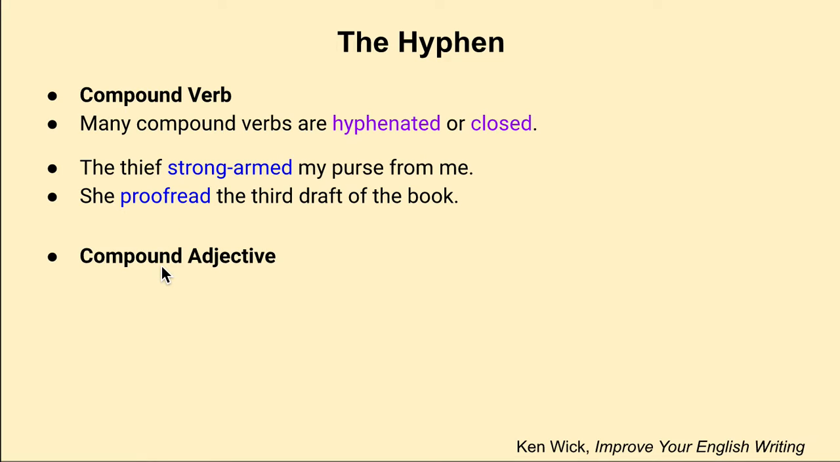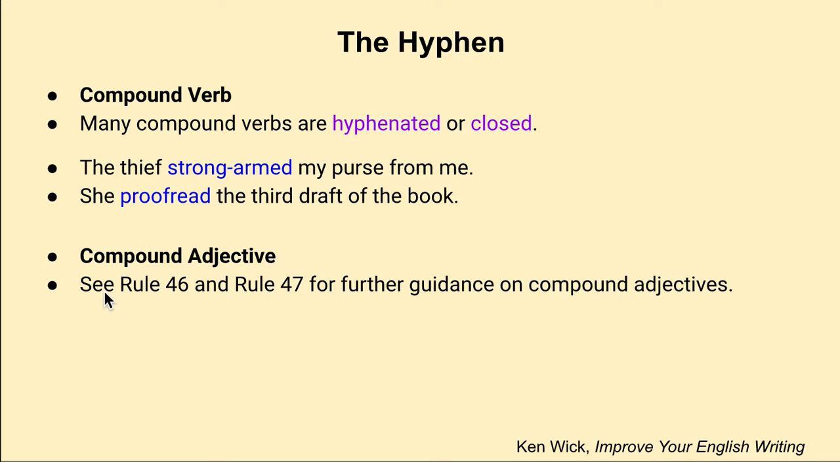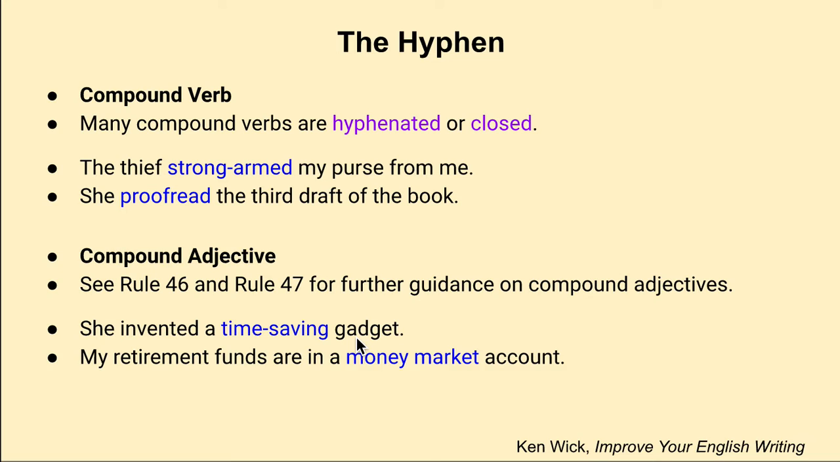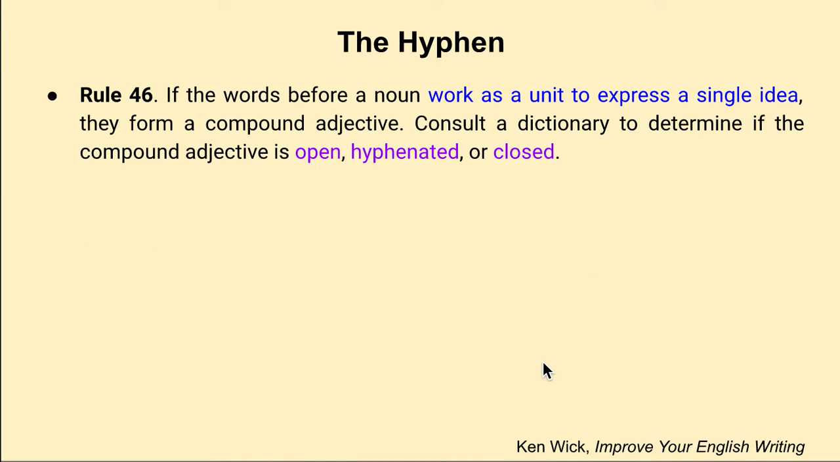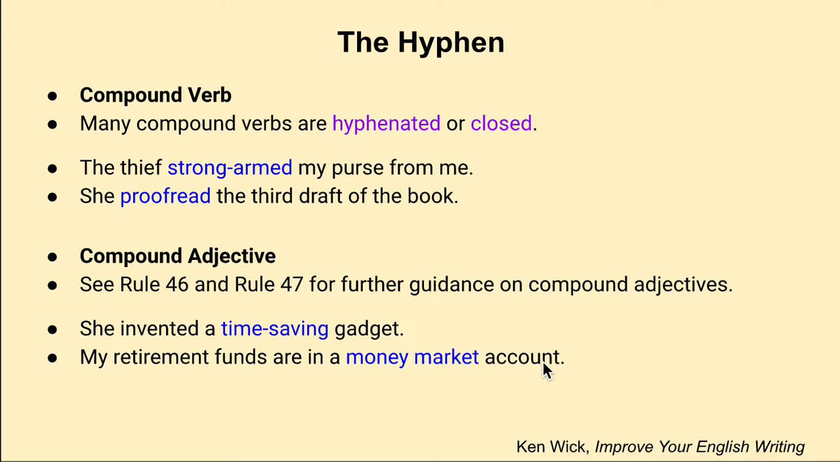So compound adjectives, here are some examples. I'm going to say see rule number 46 and 47 for further guidance on compound adjectives. That's basically the rest of this video. Here's an example of a hyphenated compound adjective: she invented a time-saving gadget. And an example of an open compound adjective is: my retirement funds are in a money market account. Like I said, we're now going to discuss compound adjectives for the rest of the video.